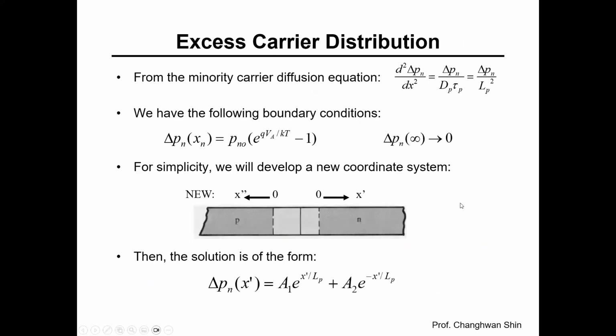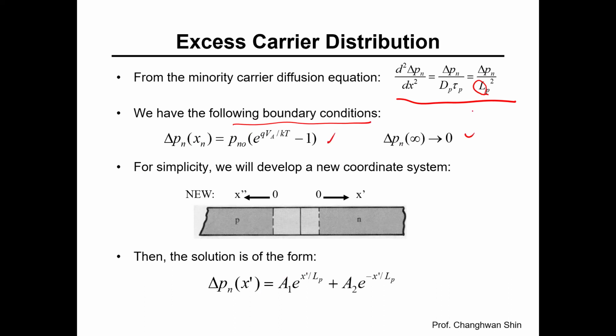Now let's take a look at the excess carrier distribution. Now that we know the excess carrier concentration at the depletion region edges, we need to determine how these excess carriers distribute throughout the quasi-neutral regions. We begin with the minority carrier diffusion equations here, where L_p is the diffusion length for holes. We have the following boundary conditions, 1 and 2.